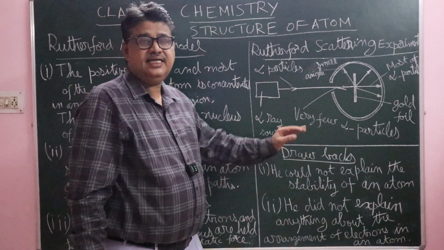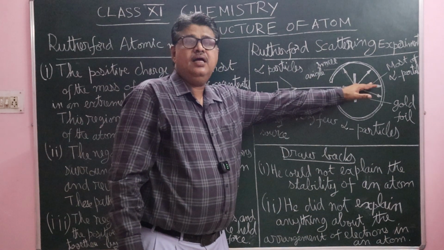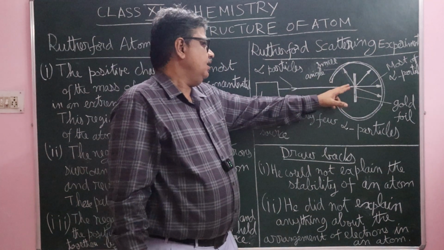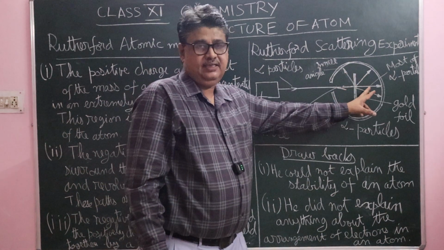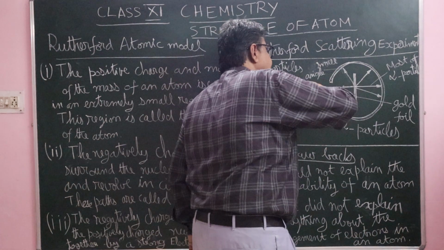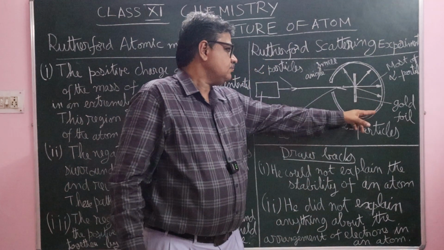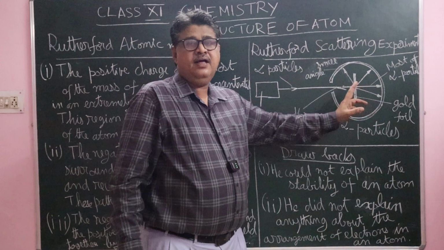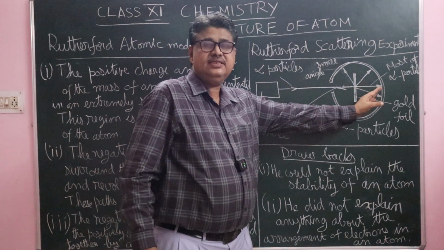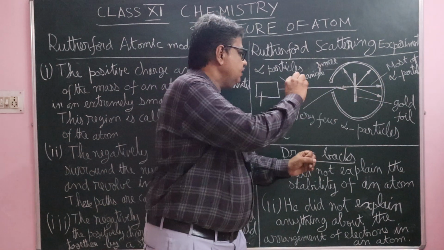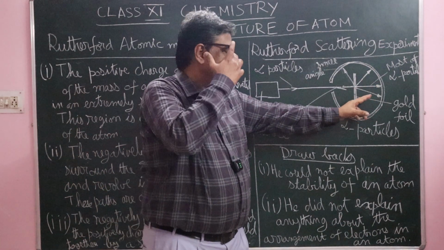So based on this, he has come to the conclusion that most of the alpha particles pass through the gold foil. That means most of the places of the atom are vacant, so the alpha particles easily pass through. These particles fall on the screen, and the screen begins to glow, because the screen is coated with phosphorescent zinc sulfide material.